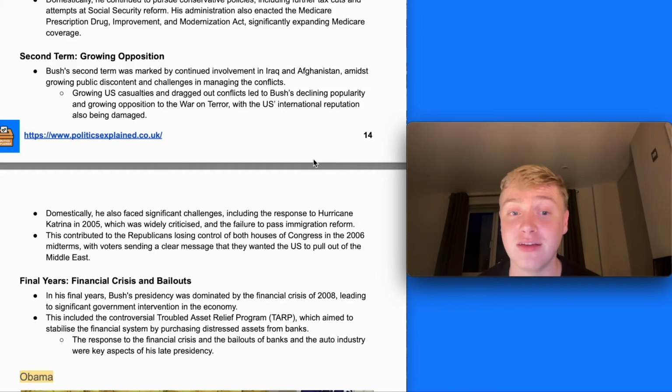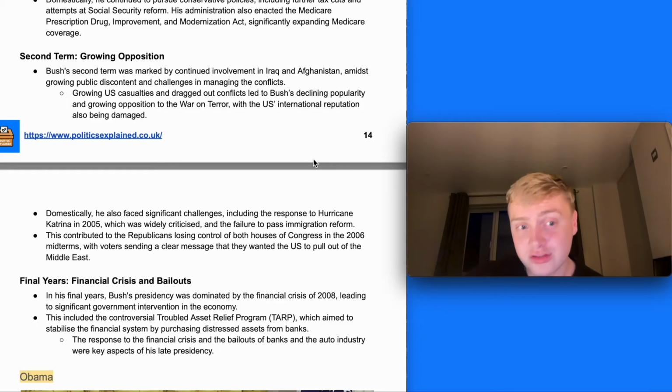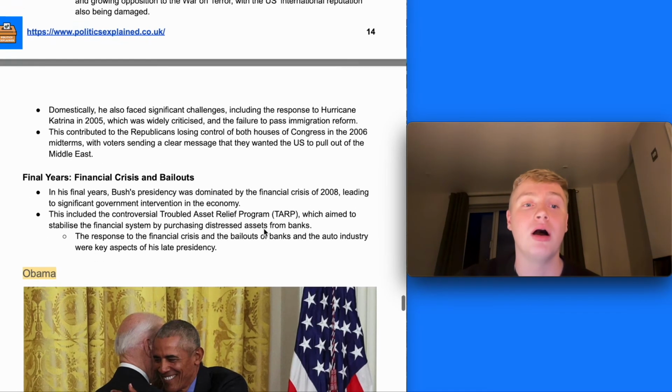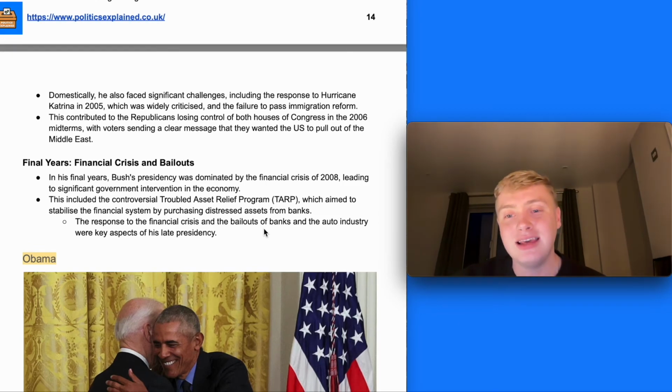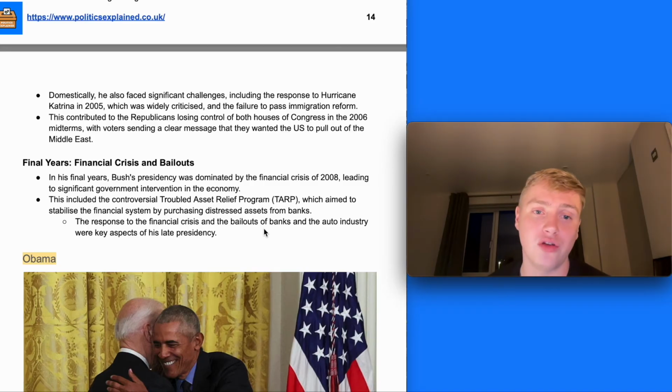Domestically, he also faced significant challenges, including the response to Hurricane Katrina, which was widely criticised, and the failure to pass immigration reform. This contributed to Republicans losing control of both houses of Congress in the 2006 midterms. And this led to the final stage of his presidency, where he had less influence, but it was defined by big events. And this was the financial crisis of 2008.